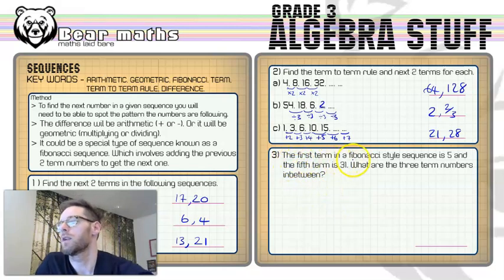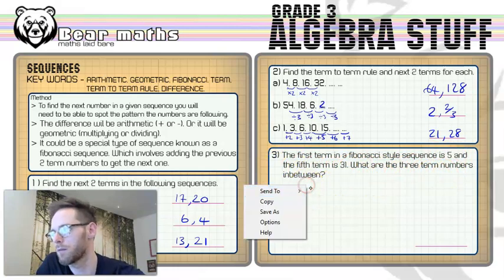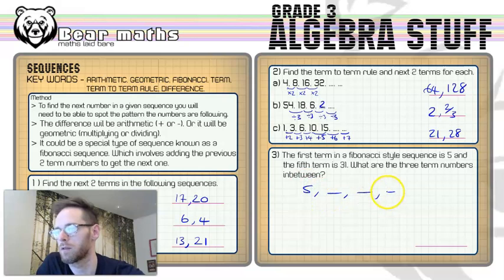The first term in a Fibonacci style sequence is 5, and the fifth term is 31. What are the 3 term numbers in between? So I would set this up as 5 at the beginning, and then something, something, something, and then the last number is 31. All right. Now this is pretty awkward. All right. It is pretty awkward.